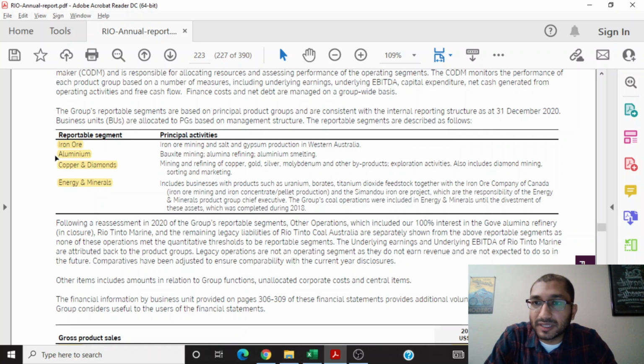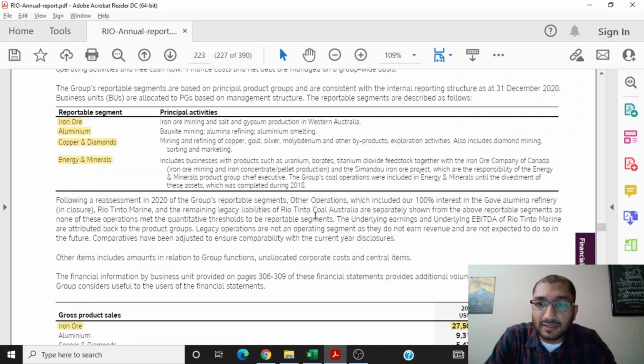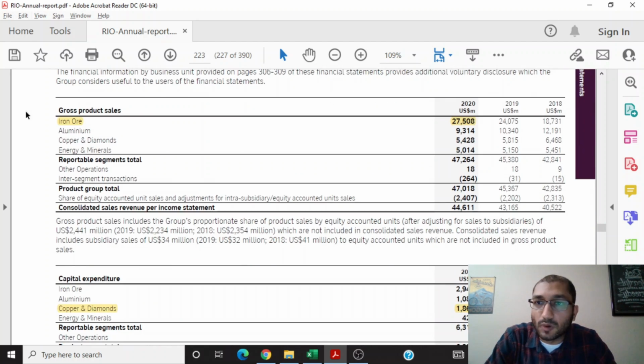The principal activities for the iron ore segment include iron ore mining and salt and gypsum production in Western Australia. The principal activities for the aluminum segment include bauxite mining, alumina refining, and aluminum smelting. Principal activities for the copper and diamond segment include mining and refining of copper, gold, silver, molybdenum, and other byproducts. It also includes copper mining, sorting, and marketing. And finally, the principal activities for the energy and minerals segment include products such as uranium, bauxite, titanium dioxide feedstock, and its coal operations.